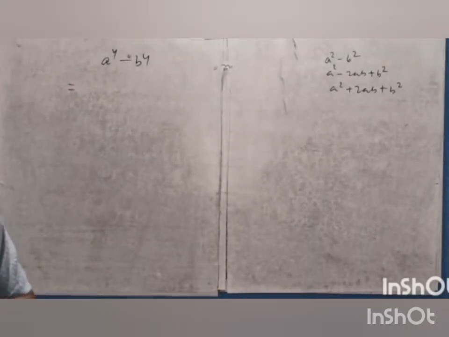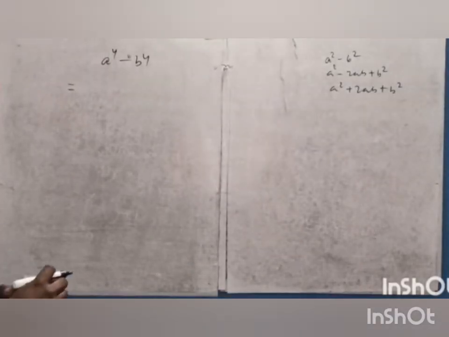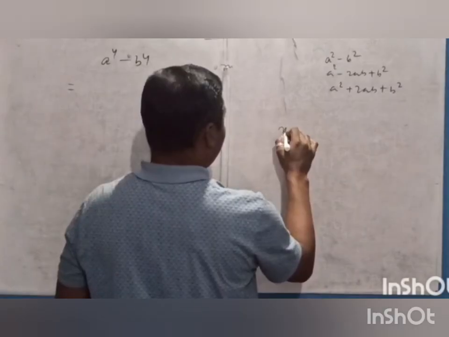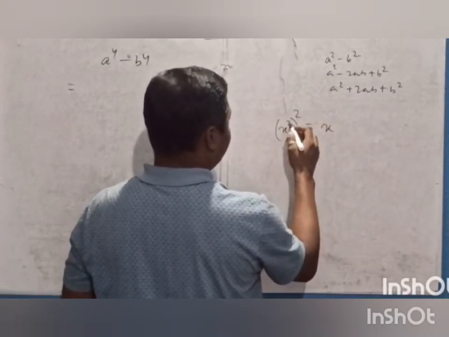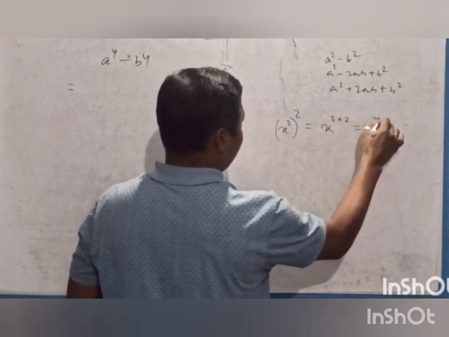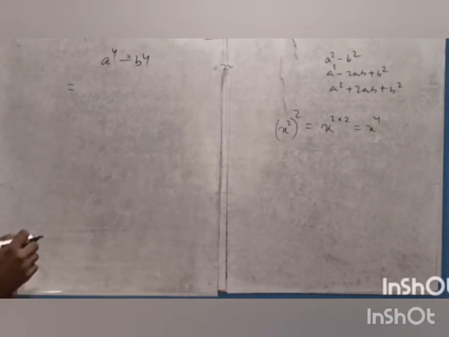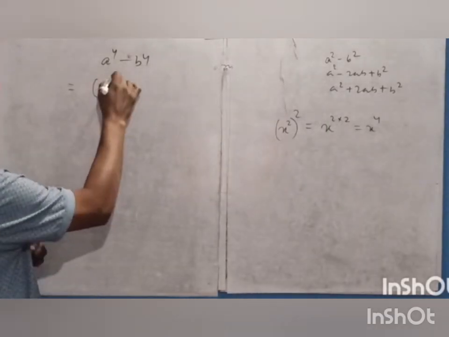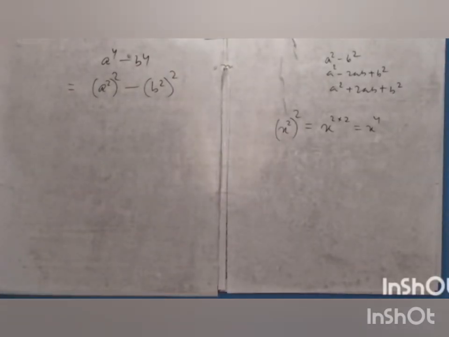So a^4 is, whose square will be a^4? See, if there is a double, then what happened? Multiplication of two exponents and it will be x^4. Okay. So which square will be a^4? Definitely a square. So a square whole square minus b square whole square. This also in similar order: b square square, b square whole square.